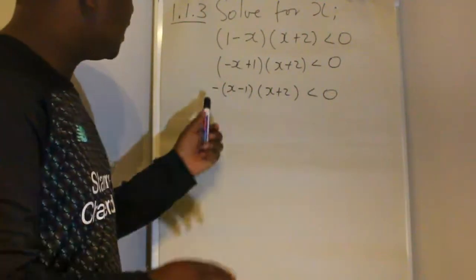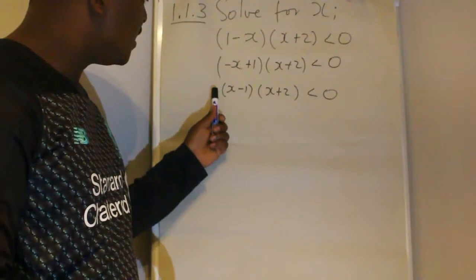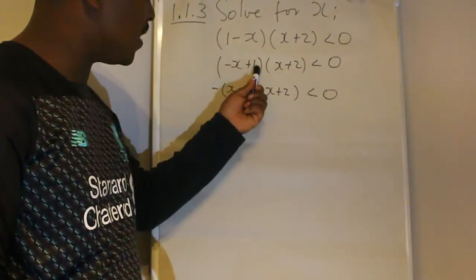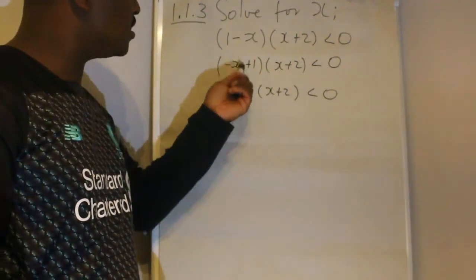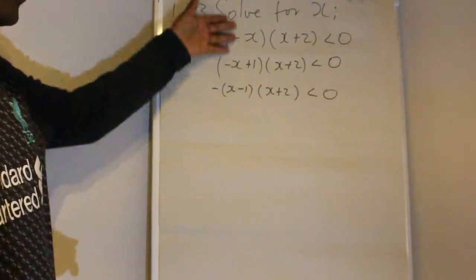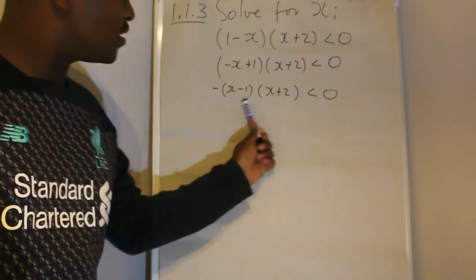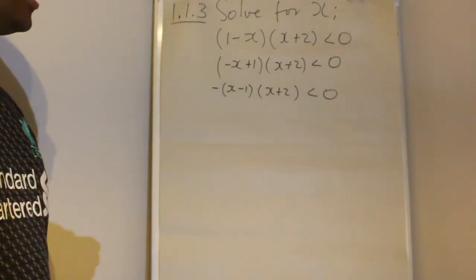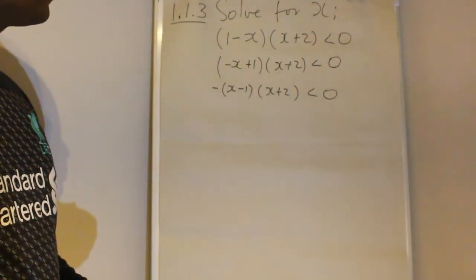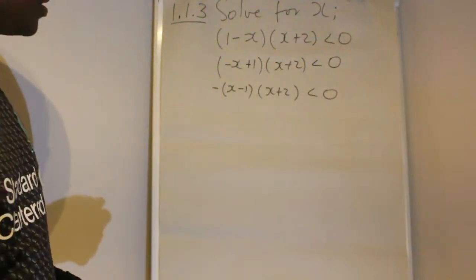So negative times x is negative x. Negative times negative 1 is plus 1. So these equations are all equivalent. Everyone would like to start here when they are doing this equation. When you are here, the first thing that you should do is find the critical values.